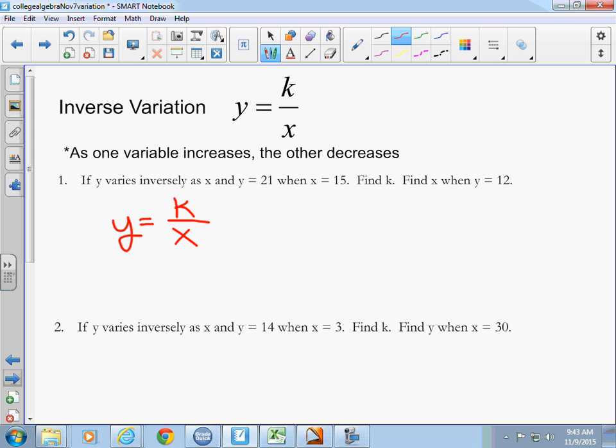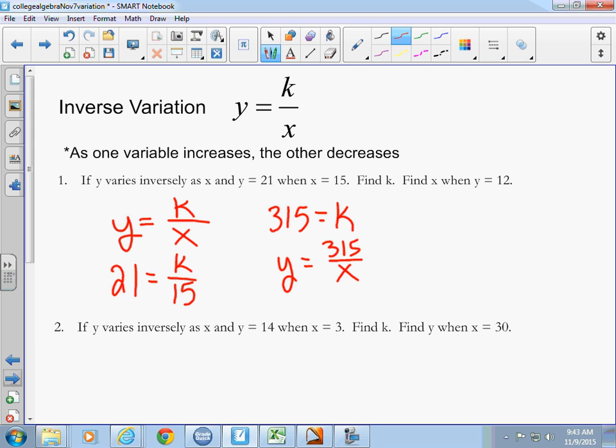Okay. So it says y is 21 and x is 15. How do you solve for k? Multiply by 15. Does everyone agree? To undo division, you multiply. So 21 times 15, that's a big number. What is it? 315. And so my equation is y equals 315 divided by x.